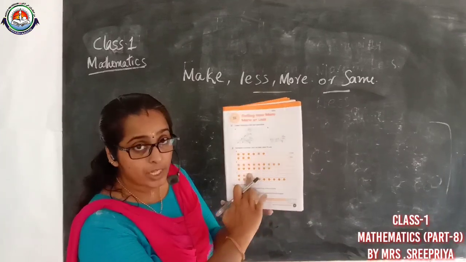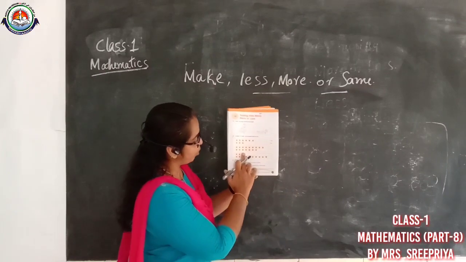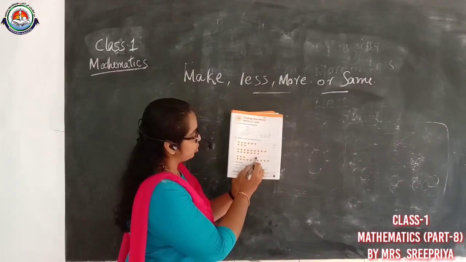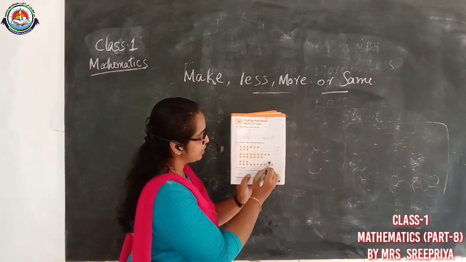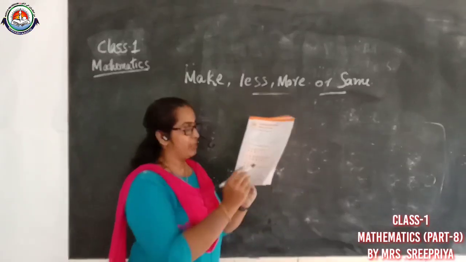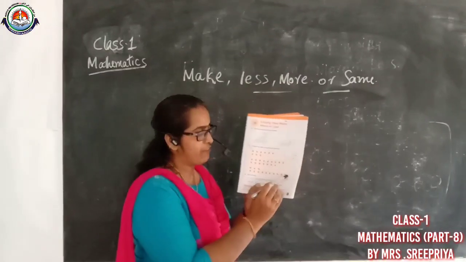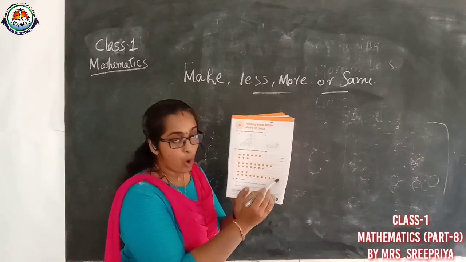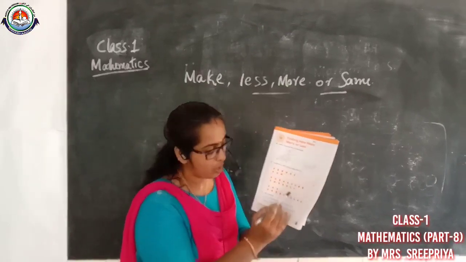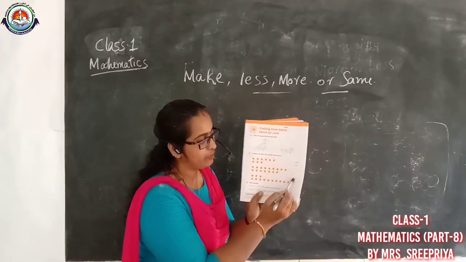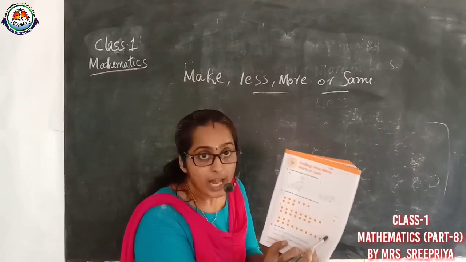After that, the empty boxes you are seeing, no? Empty boxes. 1, 2, 3, 4, 5, 6, 7. Very good. 7 more. 7 more here. But empty boxes are there, so there we need to write 7 less.